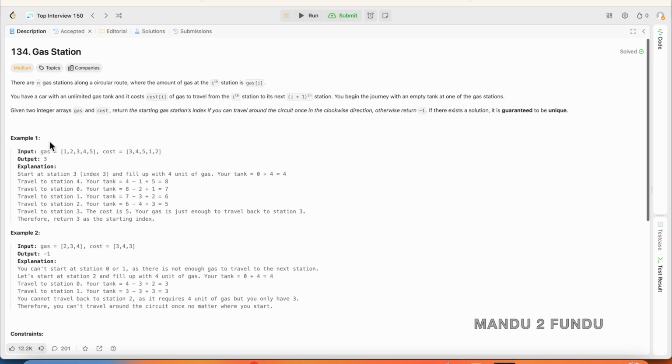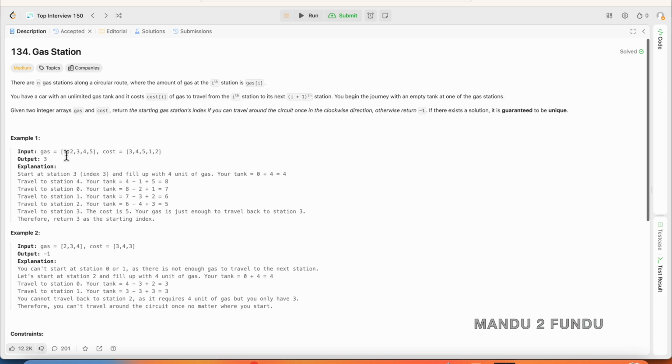Let's take a look at example 1. The number of gas stations given is 5. The first station has 1 unit of gasoline, the second station has 2 units, the third 3, the fourth 4 units, and the fifth is 5 units. But the cost of moving from the first station to the second one is 3 units of gasoline, the second to the third is 4 units, and then 5, 1 and 2. We have to return the index of the gas station in this array where we can start and end at the same place at the end.